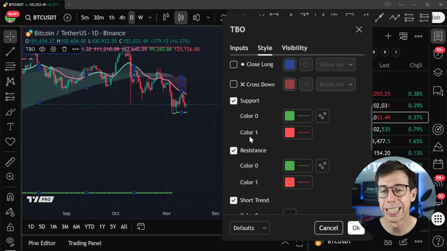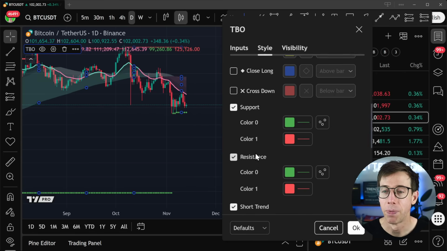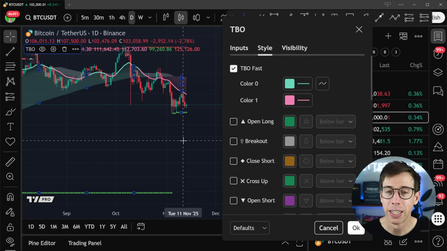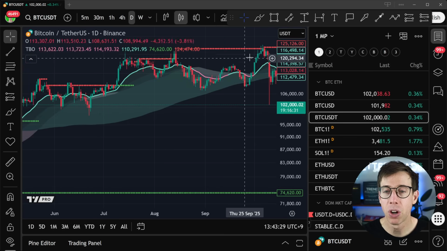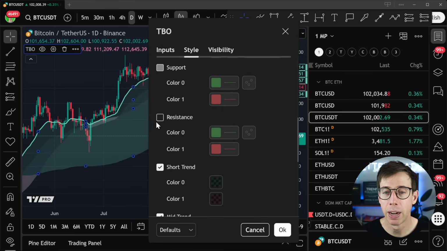So what makes this thing so special is that this is basically your Swiss Army knife for crypto trading or any type of trading. But the TBO works really, really well on crypto charts, 24/7 charts, precious metals, commodities, not so well on stocks. And I'll show you why in a second. So why I love this thing is really simple. And we really just have to start with the cloud. I'm actually going to go ahead and hide support and resistance for now.